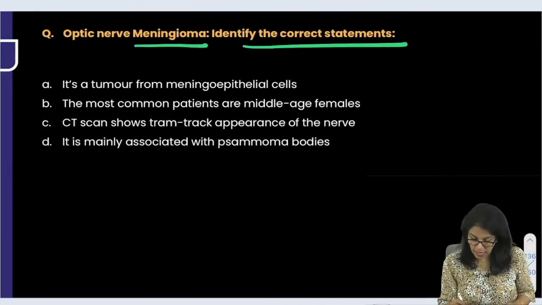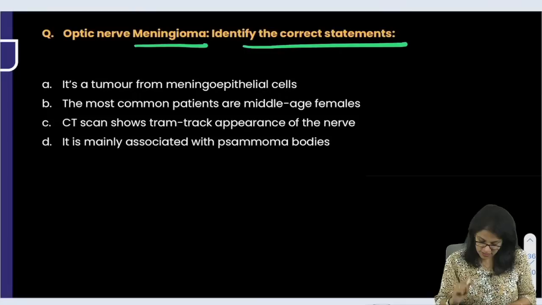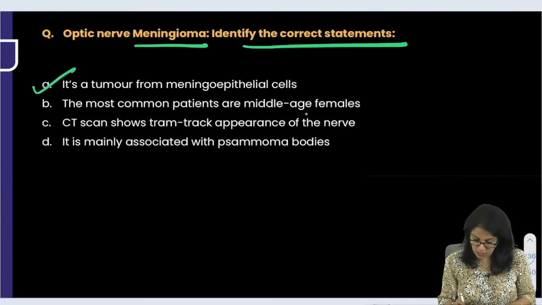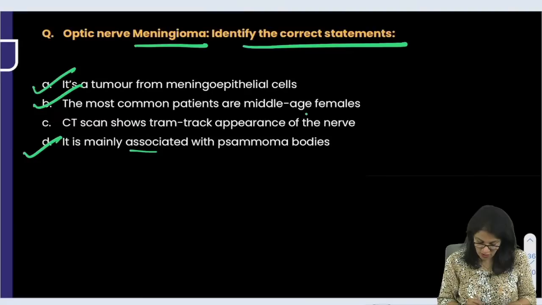Optic nerve meningioma, identify the correct statements. It is a tumor from meningoepithelial cells. Yes. The question says most statements, that means we have to just identify the correct ones. The most common patients are middle age. Yes, that is also correct. It is mainly associated with psammoma bodies. That is also correct. What is wrong then?